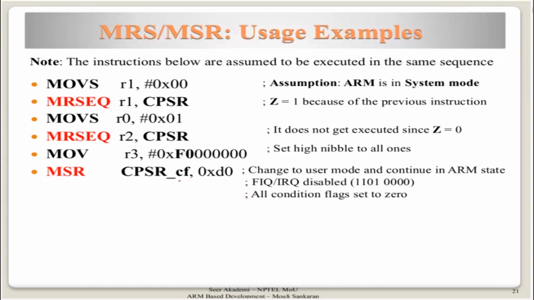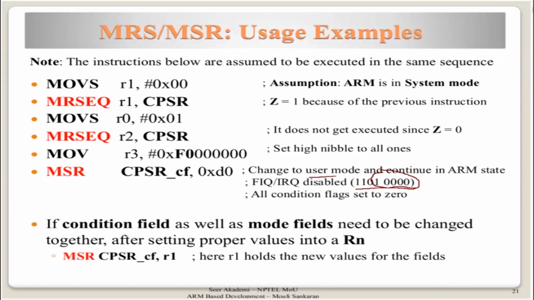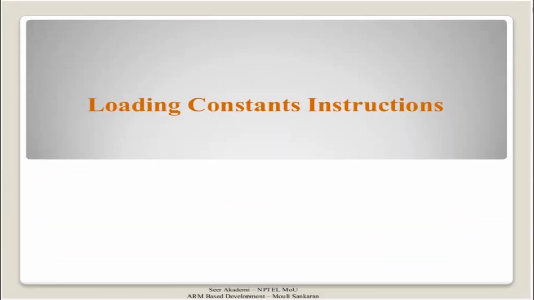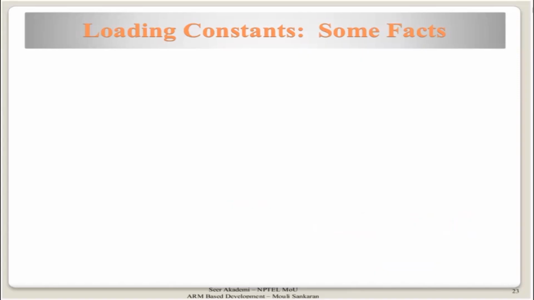I want you to spend some time on this. What does this D0 mean? This 1000 corresponds to which mode? We are changing the mode. Okay, user mode. This corresponds to user mode. If the condition field as well as mode fields need to be changed together, then you can do this. Very good, so I am done with the flags. As continuity, I thought we'll take some more time to finish up this set of instructions also. So let us carry forward. I have taken a little more time than expected.